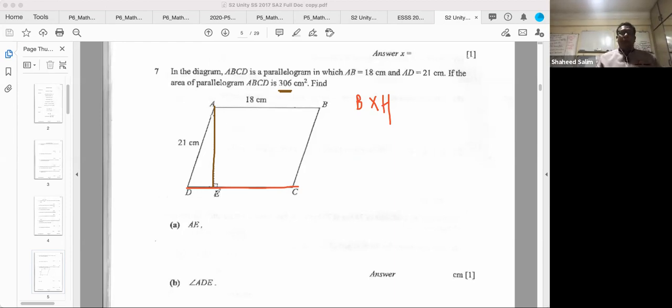Okay, you just put in this one, base times height equals area. You substitute in what you know. Whatever you know, you substitute; those you don't know, you leave as a letter, and then you find out what the letter is.